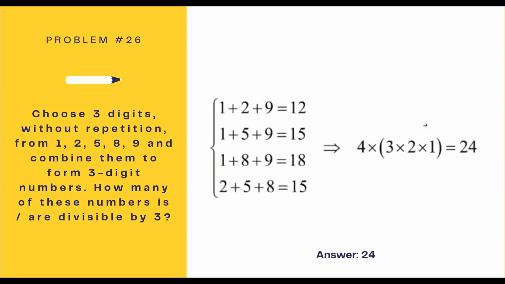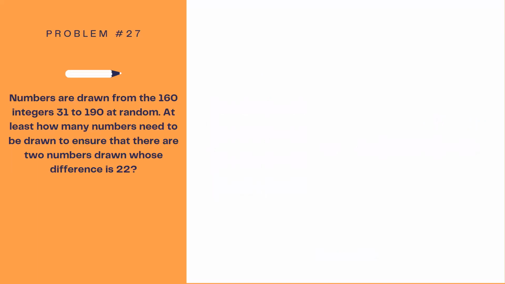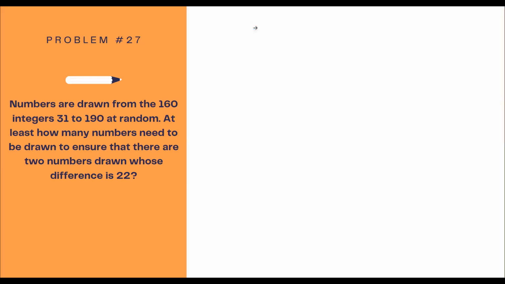So now we proceed to problem number 27. Numbers are drawn from the 160 integers 31 to 190 at random. At least how many numbers need to be drawn to ensure that there are two numbers drawn whose difference is 22? Okay. What do you think is the answer for problem number 27? 73. Okay.